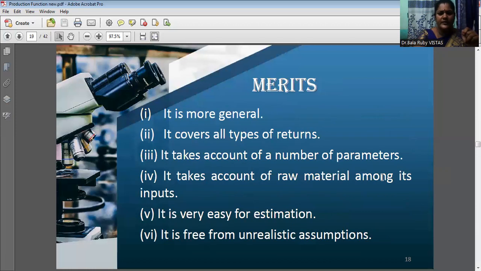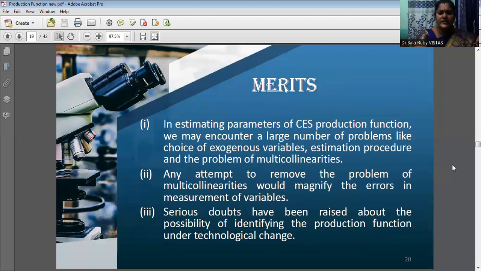of perfect competition. If you see the main merits of this CES production function, it is more general. It covers all types of returns and it is very easy for estimation also. At the same time, there is no unrealistic assumption here. And if you see the limitations, the main limitation is that we are facing the problem of multicollinearity.